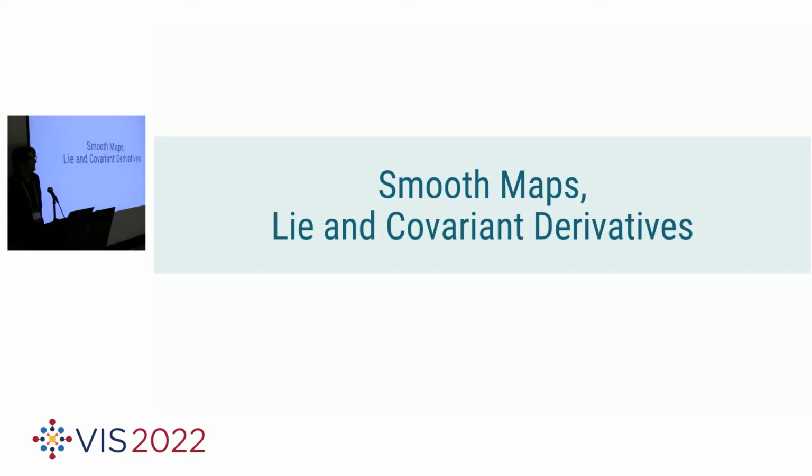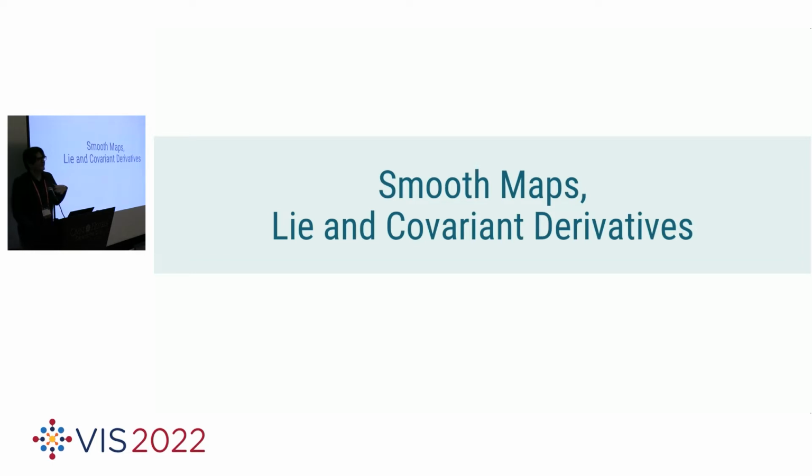So now in this second half of the tutorial, we will look at smooth maps and Lie and covariant derivatives. This is what I will now present in the first part, and then Markus will take the second part where he switches gears to Lie groups and Lie algebras, which are also very important constructs.